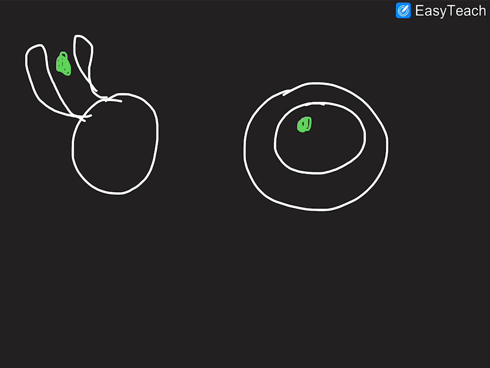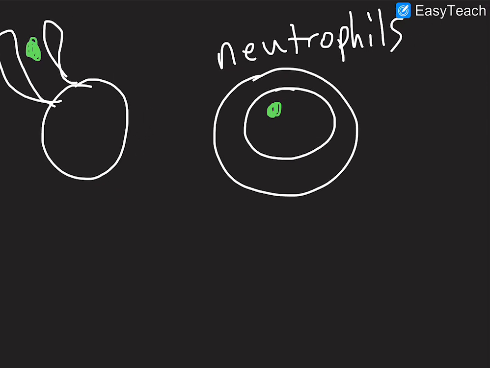So what happens next is what we're going to talk about: oxygen-dependent killing. In this example and video we'll be talking about neutrophils and how they do oxygen-dependent killing, but know that macrophages can also do this. Oxygen-dependent killing actually happens inside the phagosome.